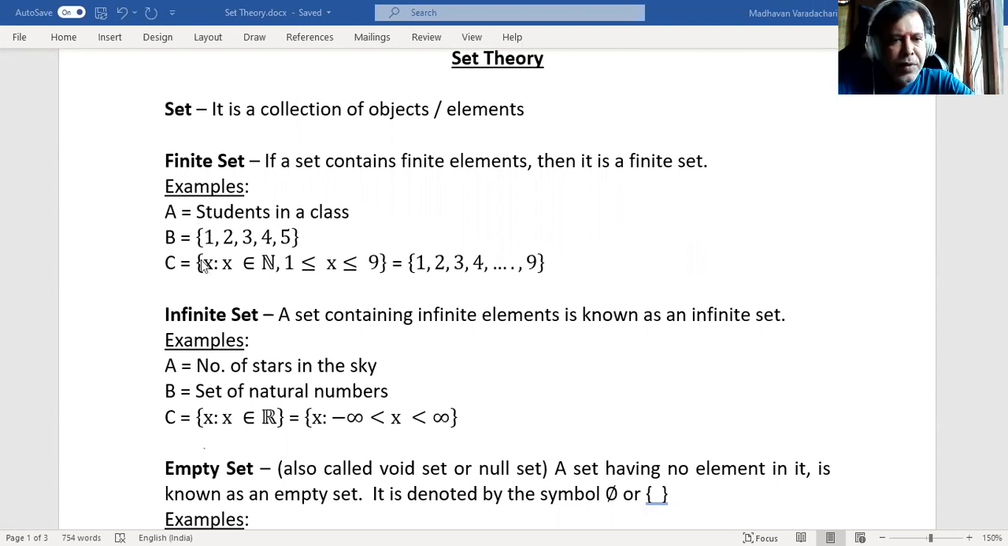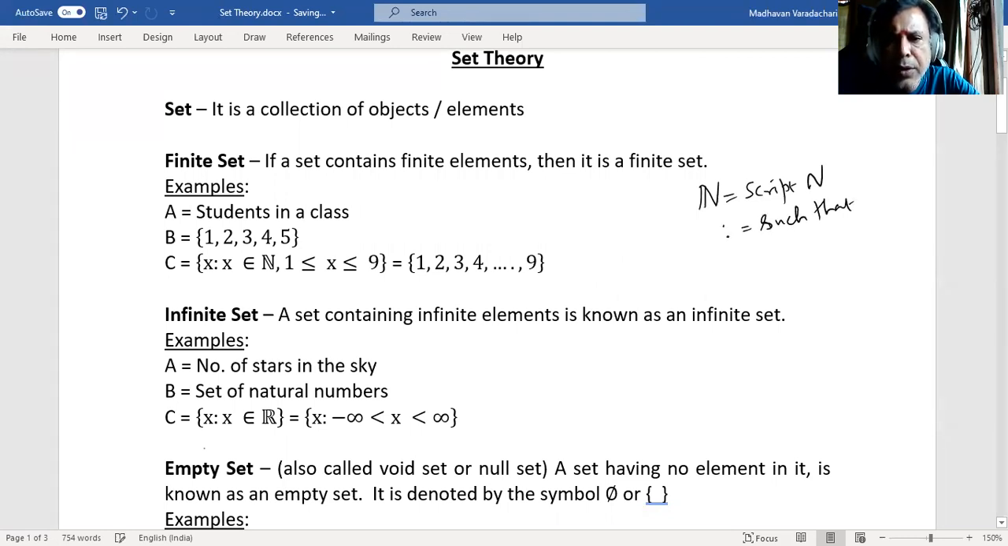This is the notation of a set. You put a flower bracket and then you write the elements inside both the flower brackets, opening and closing. Or you can also write this as C, which is a set containing X, such that, this colon you read as "such that", X is an element of script N. You read it as script N, and here the colon you read as such that.